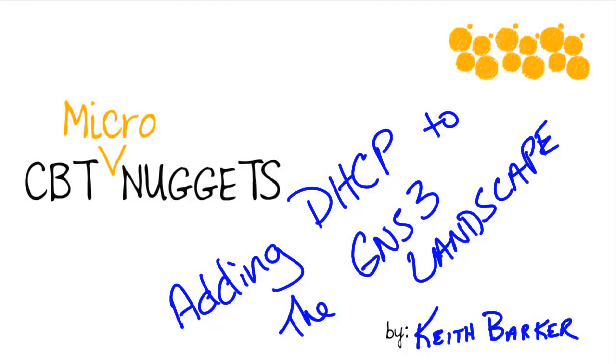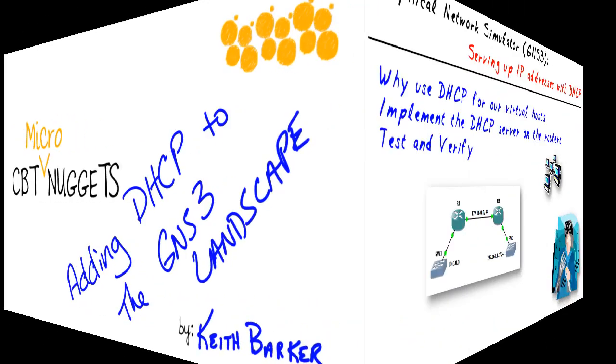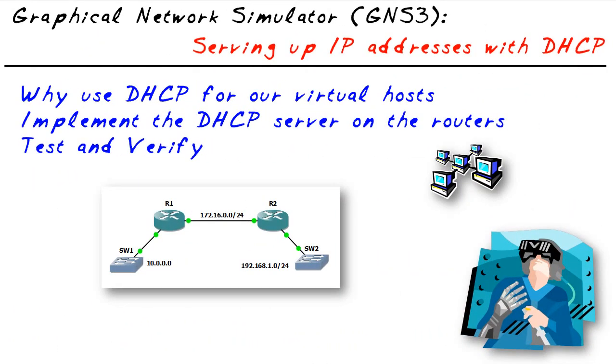Adding Dynamic Host Configuration Protocol to the GNS3 landscape. Let's begin. Our objectives in this MicroNugget are really simple.